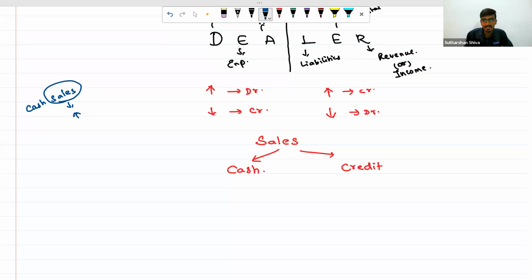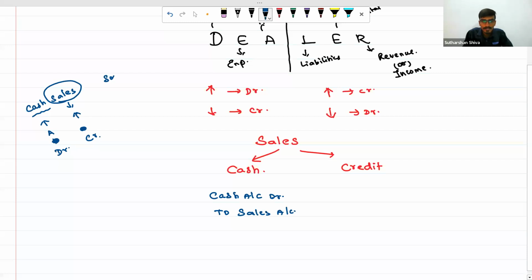It has been increasing. I am getting some cash. Cash is nothing but an asset. Asset will also increase. So asset increase, I will debit. Income, from the major activity I am doing, sales, is increasing. It has been increased, so it is credit. So my journal entry will become cash account debit to sales account.